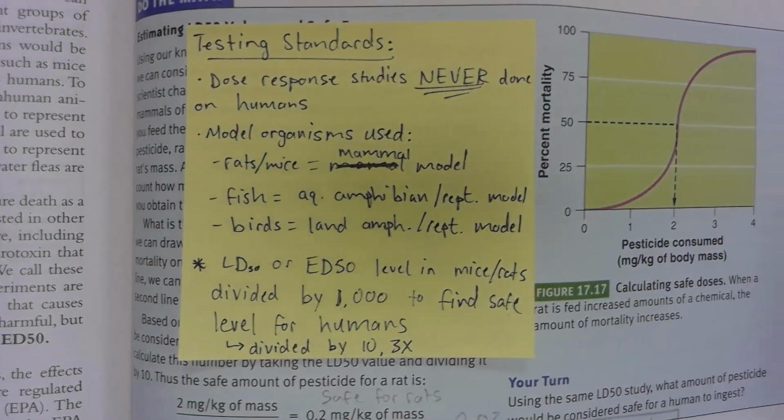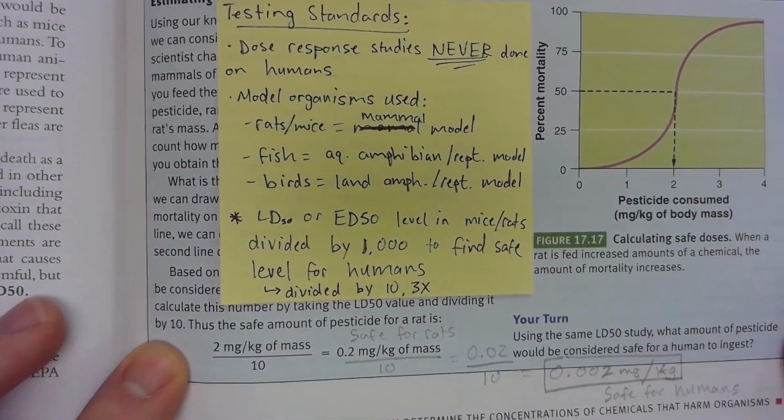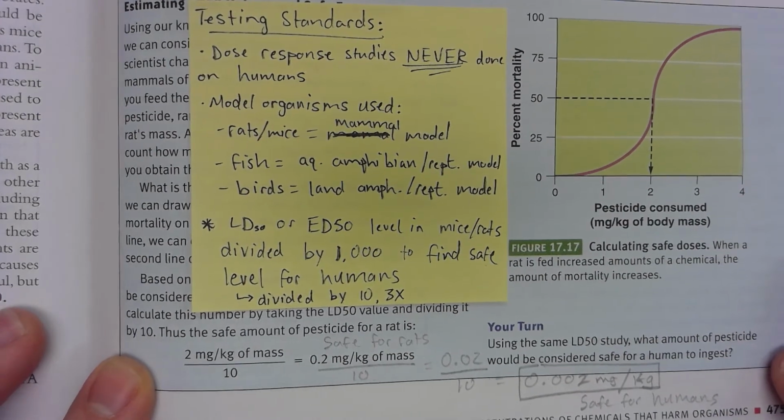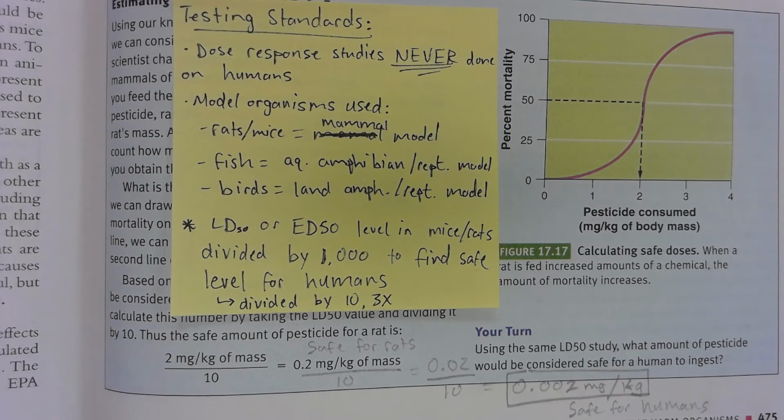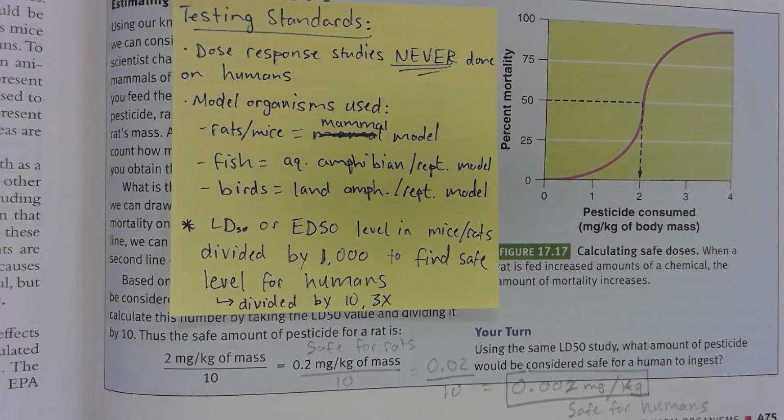Now we'll talk about how this LD50 value is actually used. So in dose-response studies, we're never testing on humans. That's unethical. That's an important point here. So instead of testing on humans, we use models. These are organisms that function similarly to other organisms in their large classifications. So we use rats and mice as a mammal model, meaning we extrapolate or apply the results of rats and mice to all mammal organisms.